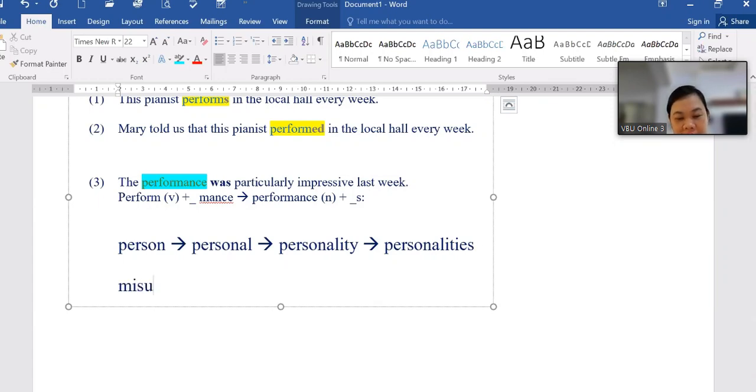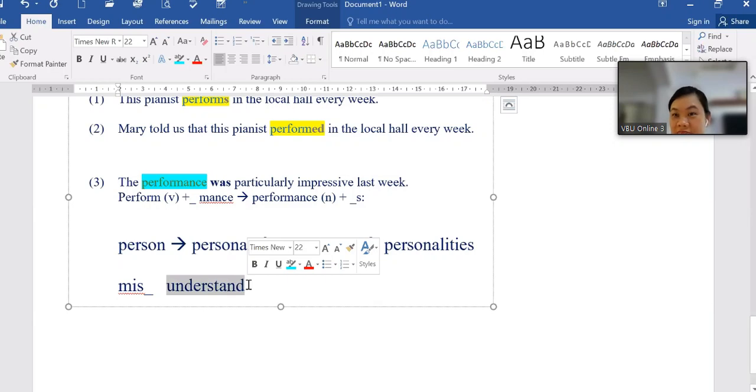So we have understand. We have misunderstand. When you look at this word, you can see understand. You can separate understand and mis. So mis, let's say, is a prefix. It is put before understand, so we say the prefix. And some things follow after the word, so we say the suffix. Okay. So you know the meaning of understand, right?